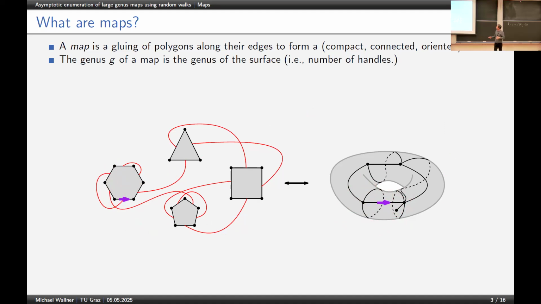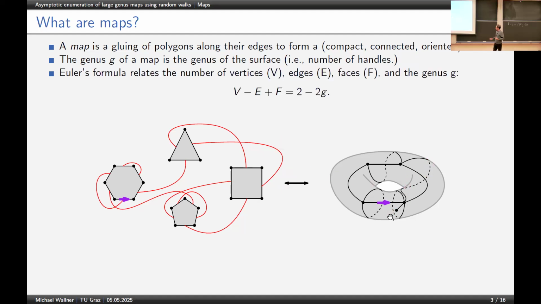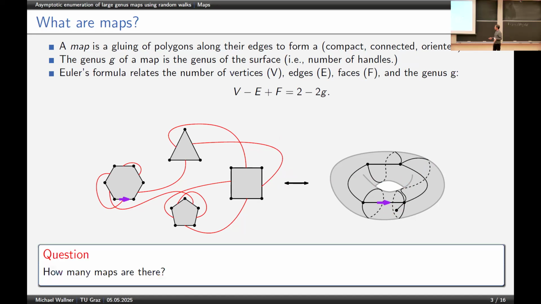The genus of a map is the genus of the surface, which is basically the number of handles or the number of holes you need. Here we see an example of a torus, so the genus here is 1, okay? And Euler's formula relates the genus, the number of vertices, the number of edges, and the number of faces. The number of vertices minus the number of edges plus the number of faces is equal to 2 minus 2g. So if you know 3 of these properties, the 4th one is fixed.